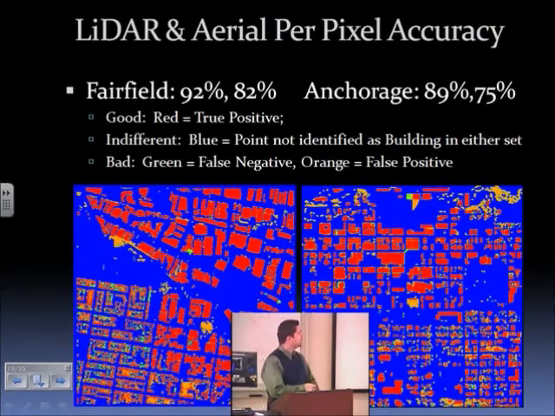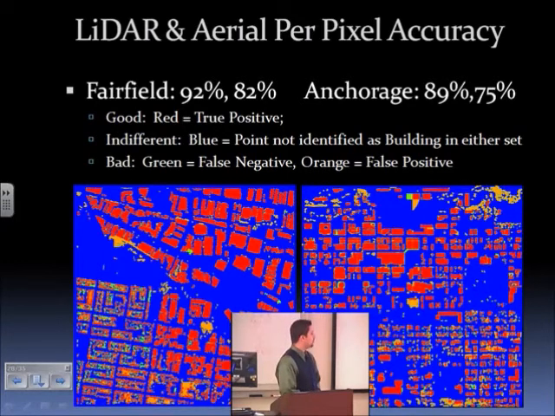Here's the point level completeness and correctness for the Fairfield data set: 92 and 82% respectively for the algorithm's performance, and for Anchorage it's 89 and 75% completeness and then correctness. Here's a visual plot where red is good, corresponding to true positives, green is bad, corresponding to false negatives, and orange is false positives. Orange is something we've called building, but it is in fact not. Green is something we've called non-building, when it is in fact building.